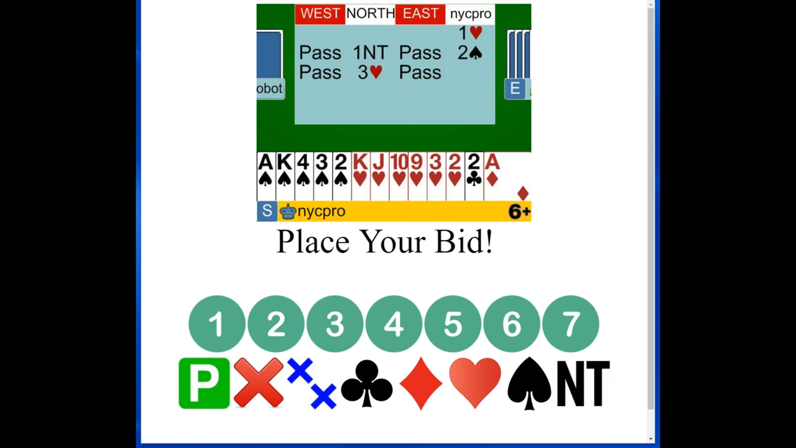And on this hand, after you bid two spades, partner bids three hearts. Now we're getting into a good auction. So you bid two spades, and partner has now bid three hearts. We have a lot of different auctions here. I like it.